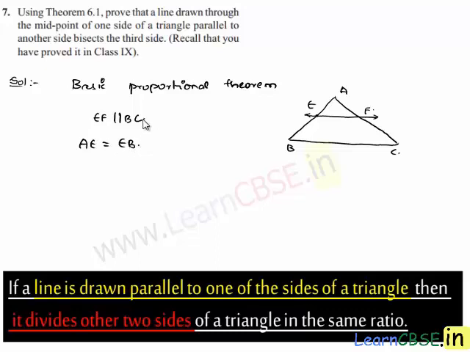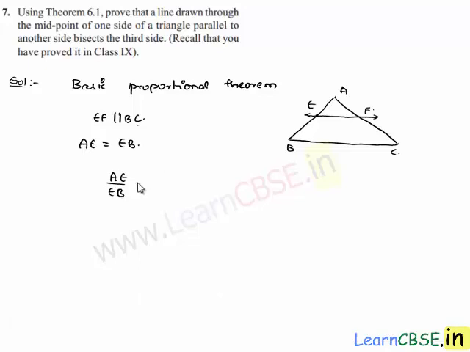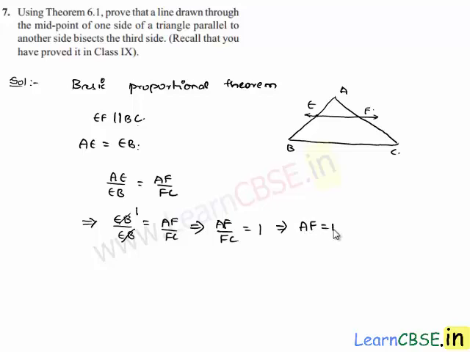Now from the basic proportionality theorem, if EF is parallel to BC, we can say that AE by EB is equal to AF by FC. We know that AE is equal to EB. Substituting EB instead of AE, EB by EB is equal to AF by FC, which implies AF by FC is equal to 1, since numerator and denominator cancel, which implies AF is equal to FC.